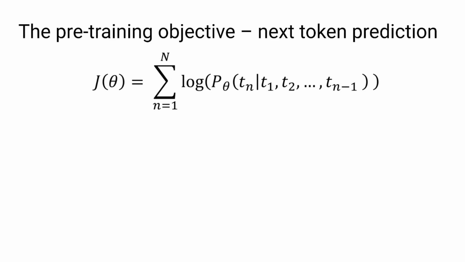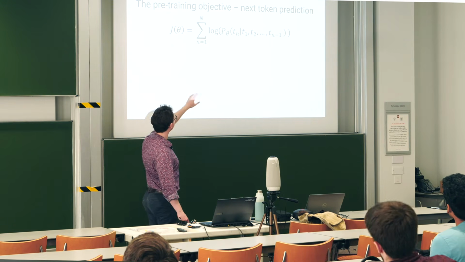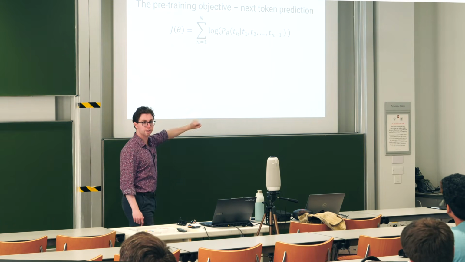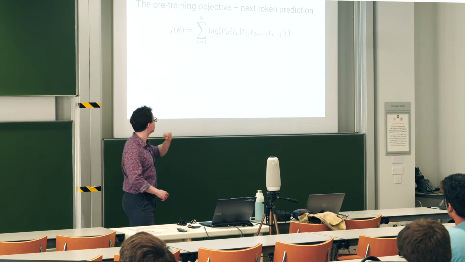So for my token sequence, T1 up to Tn, I'm going to look at every token in that sequence, Tn, and I look at all the previous tokens that appear before that. So T1 up to Tn minus 1. Those are my previous tokens that appear in the sequence. And I'm going to look at the probability that my language model assigns to that next token Tn, given T1 up to Tn minus 1. I'm going to take the log of that and sum over all the tokens in the sequence, and I'm just going to try and maximize that. I'm just going to try to increase that as much as possible.